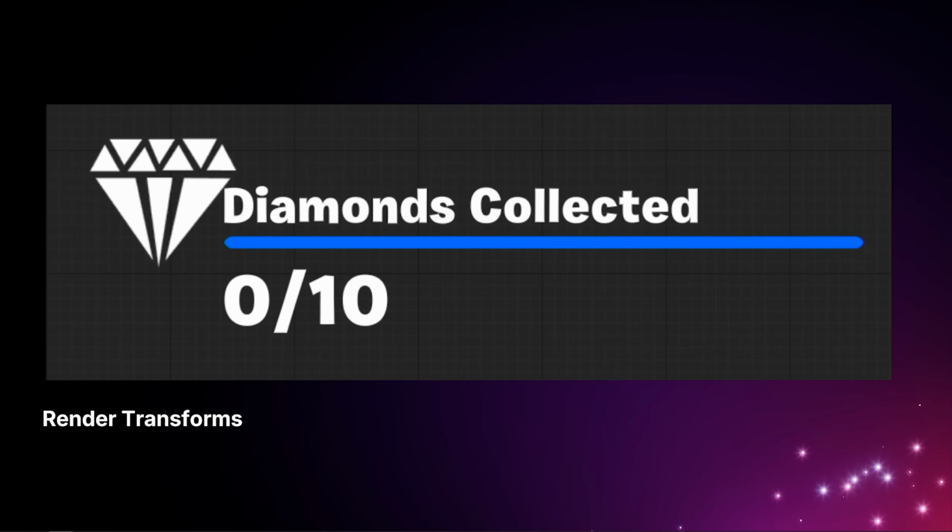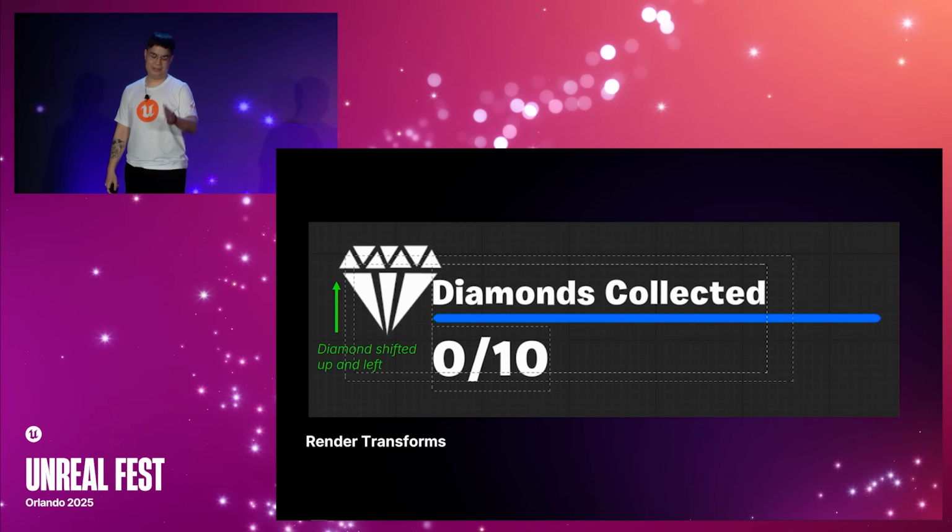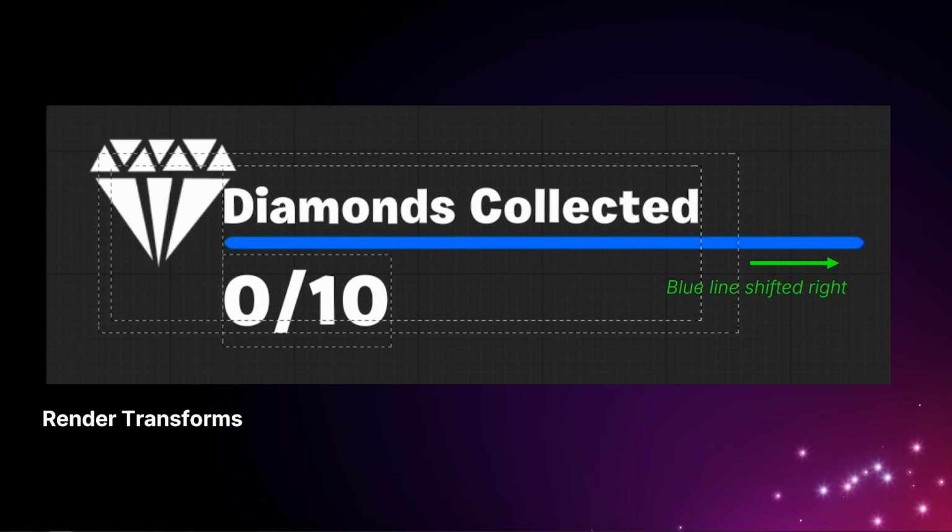Now, let's take it even further. I made my widget into this thing using the same exact widgets that I had just now. I turned my blue background into a thin blue line. I increased the size of my diamond and moved it all the way up. Diamond's up, blue line's all the way to the right. My values just shifted down, right? Hey, render transforms are super useful. Why do I need to care about all the widgets that Joey has been talking about, right? Who cares?